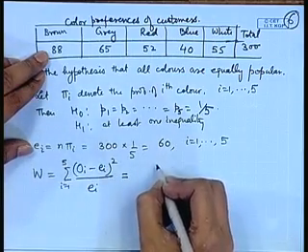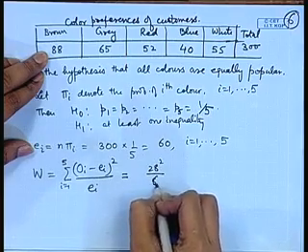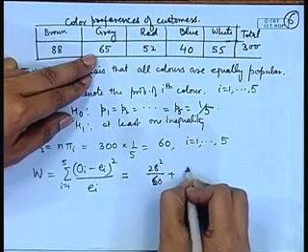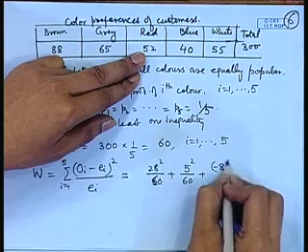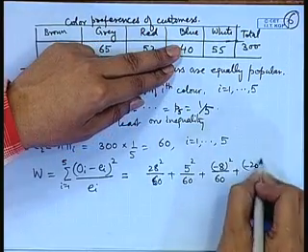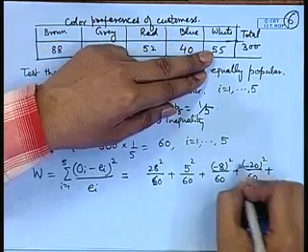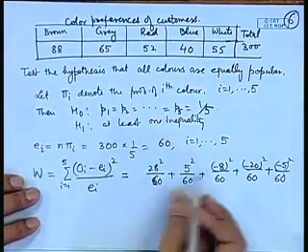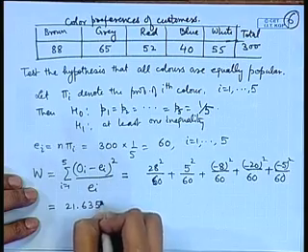Then this is equal to 88 minus 60, that is 28 square by 60 plus 65 minus 60, second cell, that is 5 square by 60, third cell is 52 minus 60, that is minus 8 square by 60 plus 40 minus 60 is minus 20 square by 60 plus 55 minus 60 is minus 5 square by 60. So, the sum can be easily evaluated, it turns out to be 21.635.